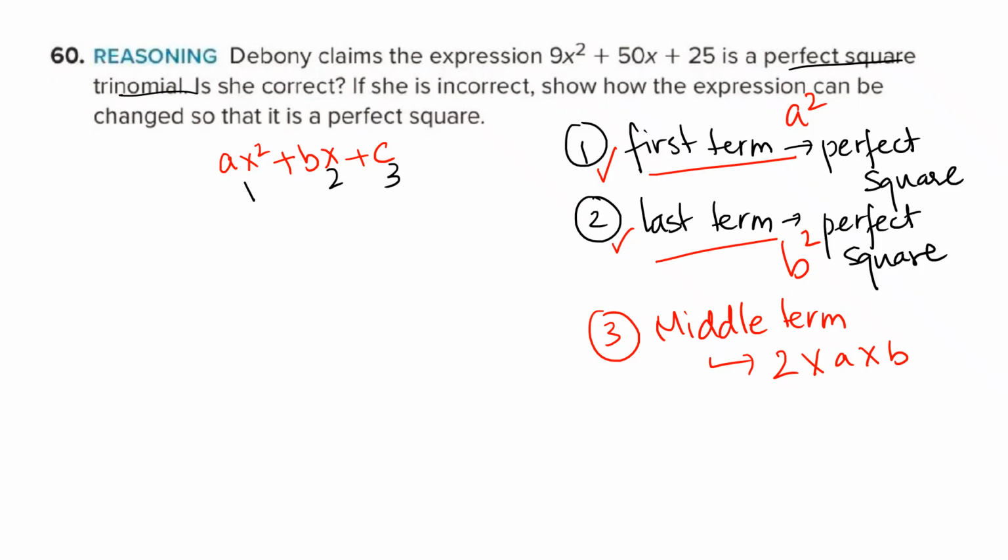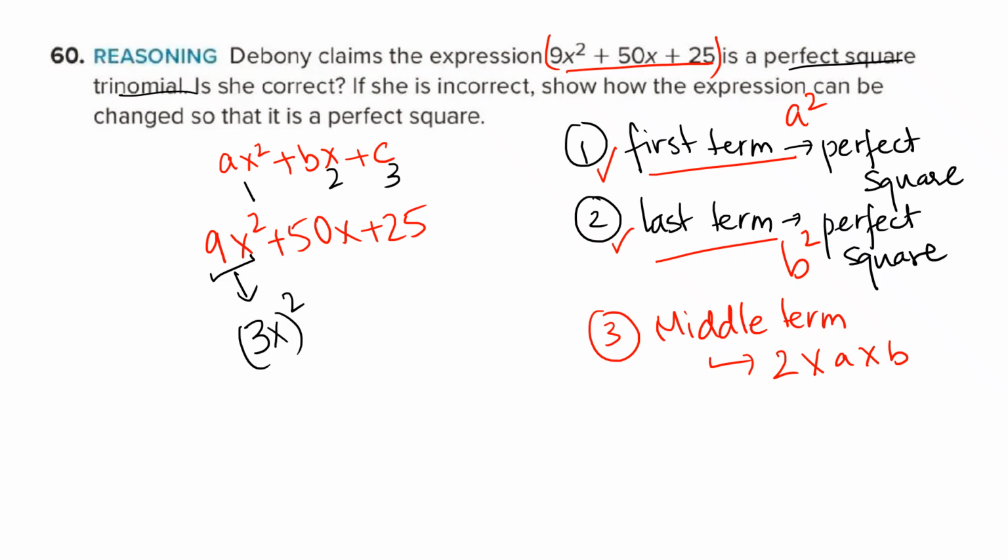Now let's check for this given question. I will write the terms now. 9x square plus 50x plus 25. Let's check whether these three conditions are true or not. So let's first go for the first term. This is the first term. Now, is 9 a perfect square? Yes. Of which number? 3. Is x square a perfect square? Definitely, of x. So can I say the first term can be written as 3x whole square, and condition number 1 is true. Yes, it's a perfect square.